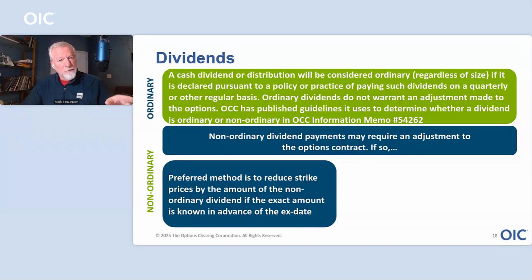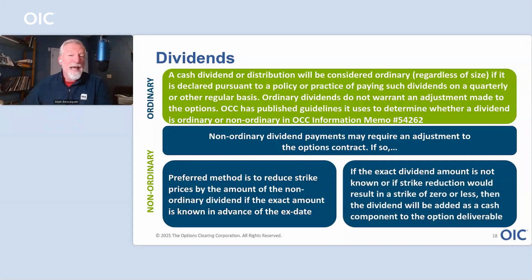Remember, last week we talked about exercise and assignment. One of the warning signs of early exercise was an upcoming dividend. And this is the second step of what we had talked about last week: if there is a non-ordinary dividend being paid, and it does qualify, meeting the criteria for adjustment, the preferred method is simply to reduce that strike price.